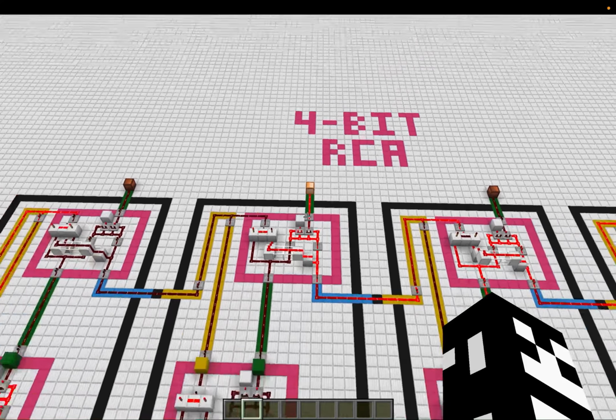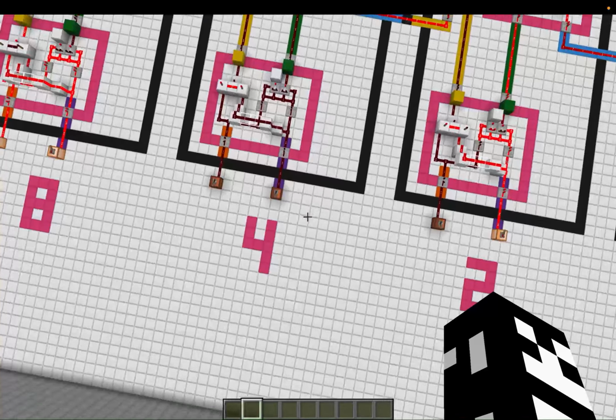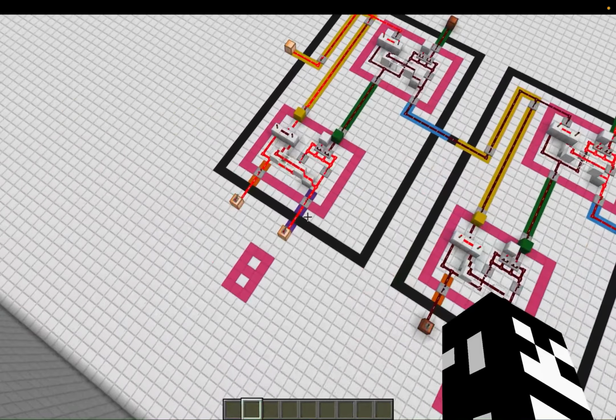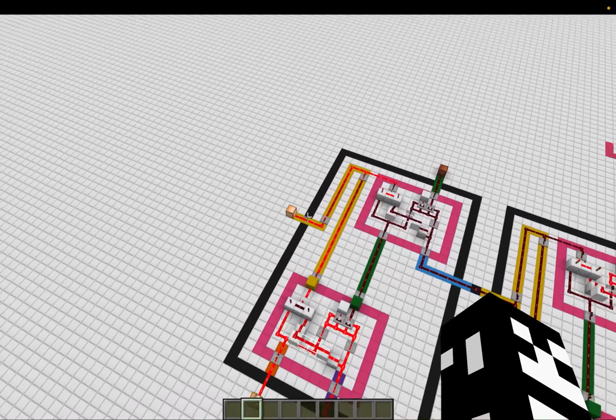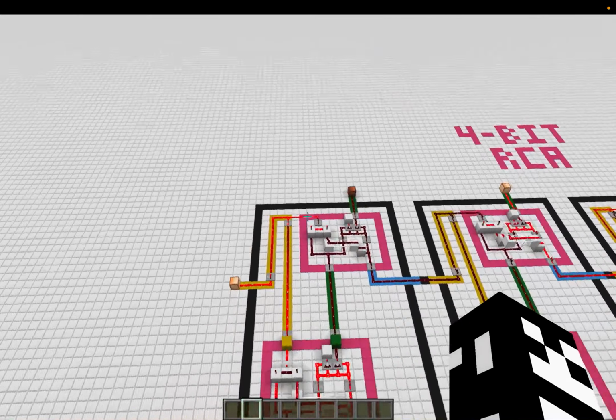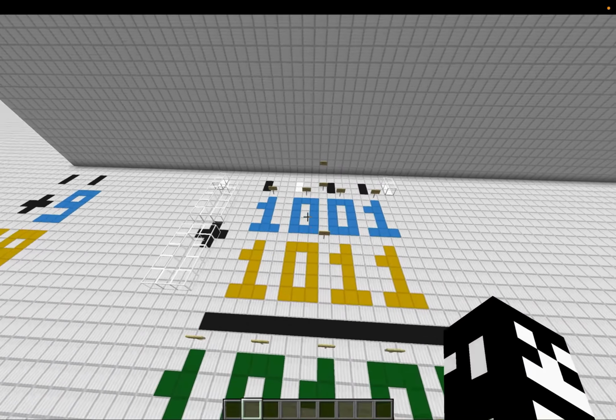Let's read the output as well. Here we have 1, 2, 4. 4 plus, this is 8, and this is 16. So 4 plus 16 is 20. Let's verify it with our example.